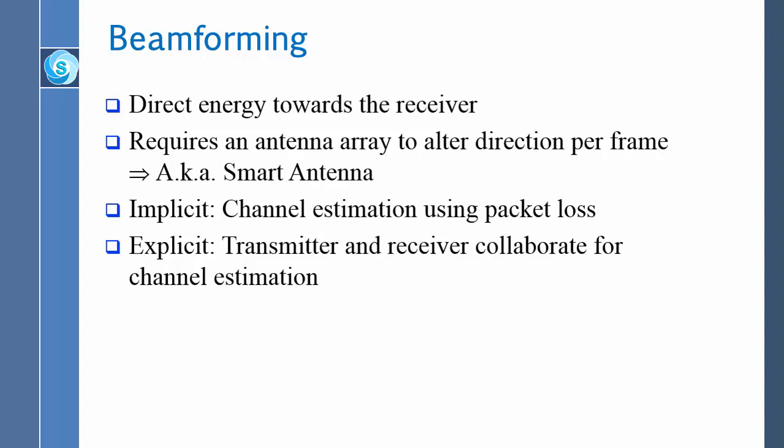Beam forming: direct energy towards the receiver. That means basically directional transmission, and it requires an antenna to alter directions. And implicit beam forming uses channel estimation using packet loss.